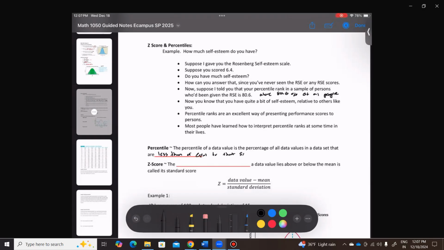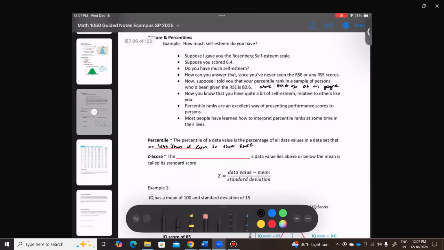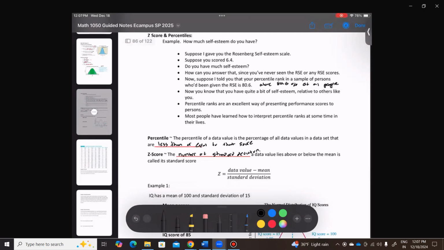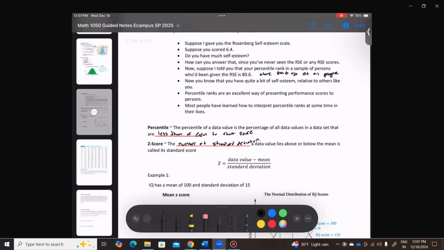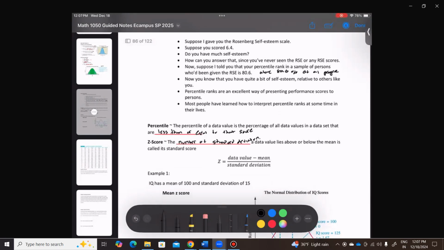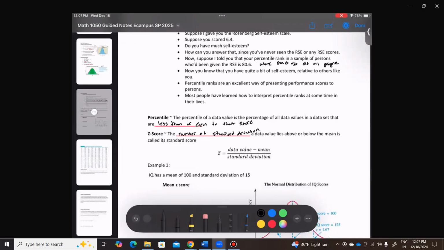To that score. The z-score is the number of standard deviations the data value lies above or below the mean, also called the standard score. Okay, to calculate the z-score, we take the data value, subtract the mean, and divide by the standard deviation.